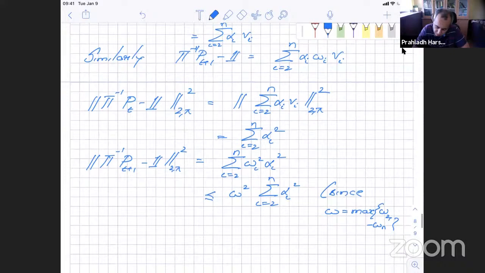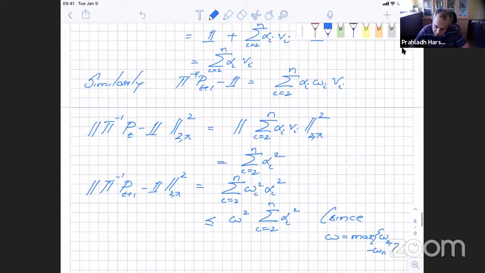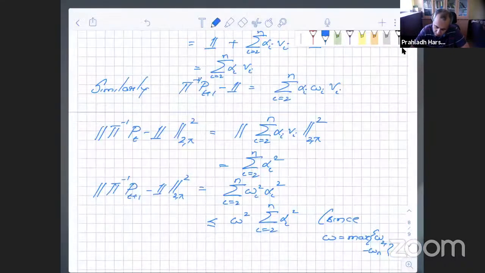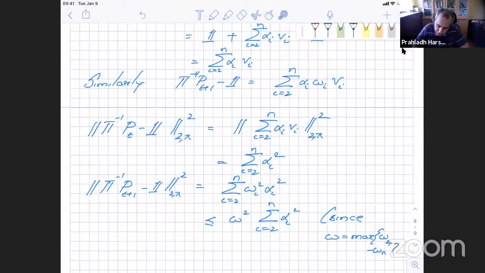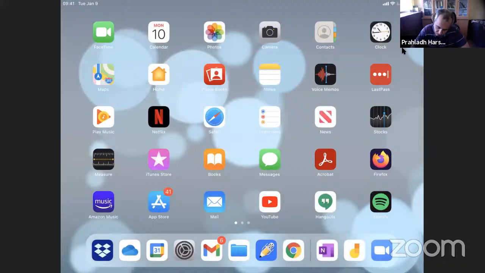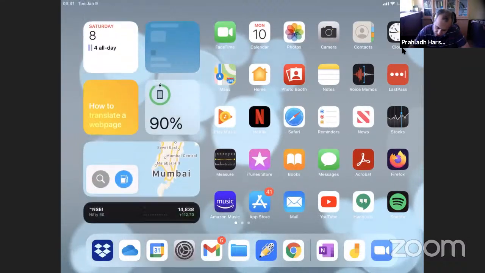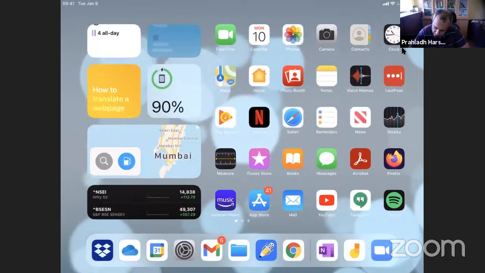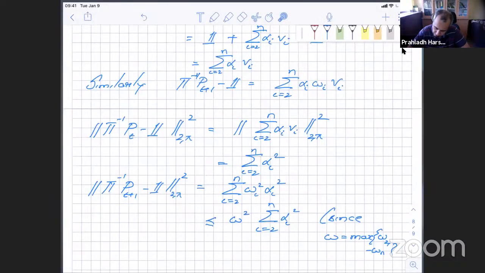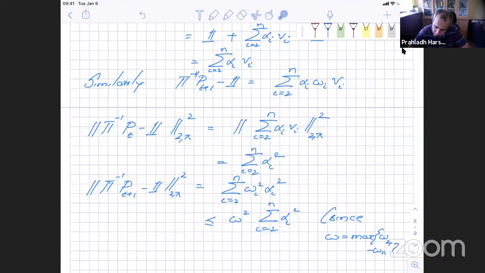What's happening? One second, something's gone wrong with my. This measure, and this, just give me a second. I'm going to stop sharing and I'll share in a second.